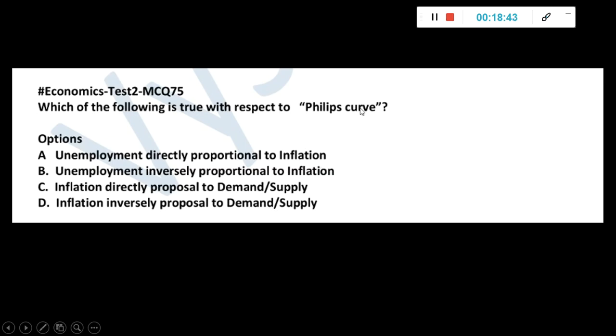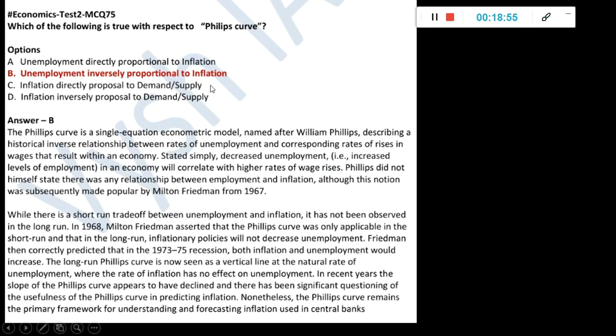So that is when these things were asked, and still now people are teaching and studying everywhere, but questions have not come in the last 3-4 years. Detailed questions have not come based on this, but we cannot skip this topic because they can repeat anything anytime. So here it is, unemployment is inversely proportional to inflation.